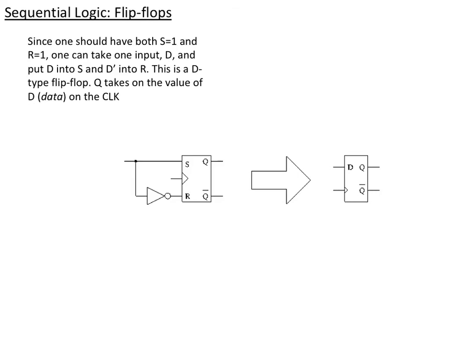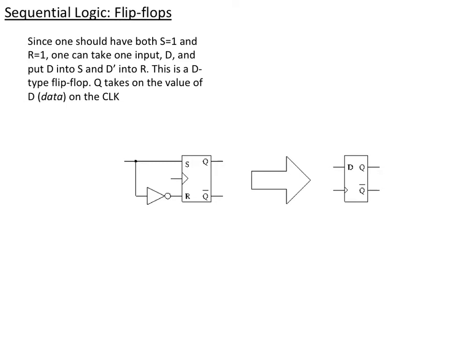Since I don't want to have S and R equal to 1 at the same time, I can reduce one of those, and I can always make sure that I give to R the opposite of what I give to S. That's the same as putting a not in front of the R and making the same input go to both. So if I have a 1 here, I know I'm setting and not resetting. If I have a 0 here, I know I'm resetting and not setting. We call this a D-type flip-flop.